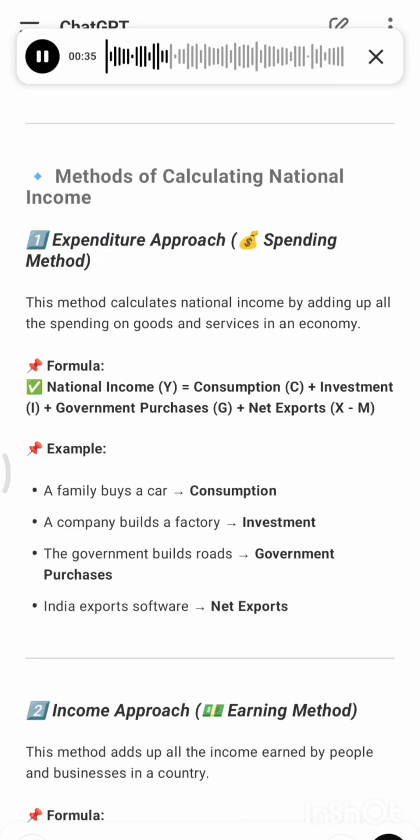Example: a family buys a car, consumption. A company builds a factory, investment. The government builds roads, government purchases. India exports software, net exports.